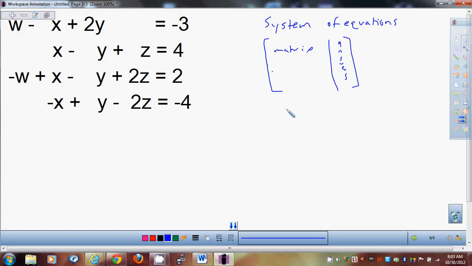Or you could do the inverse method, where you take the inverse of that matrix after you find it, and multiply that by b. Or you could use Cramer's rule, which was dx over d, dy over d, dz over d, and dw.